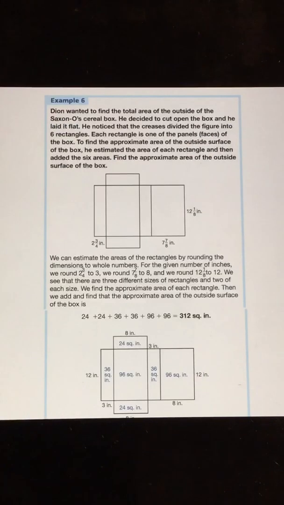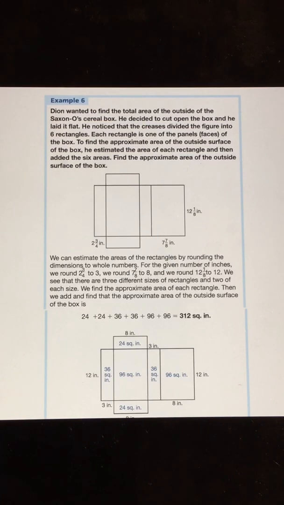All right, we have lots of problems today. So here we go. Dion wanted to find the total area of the outside of the Saxon O's cereal box. He decided to cut open the box and laid it flat. He noticed that the creases divided the figure into 6 rectangles. Each rectangle is one of the panels, the faces of the box. To find the approximate area of the outside surface of the box, he estimated the area of each rectangle and then added the 6 areas. Find the approximate area of the outside of the box.